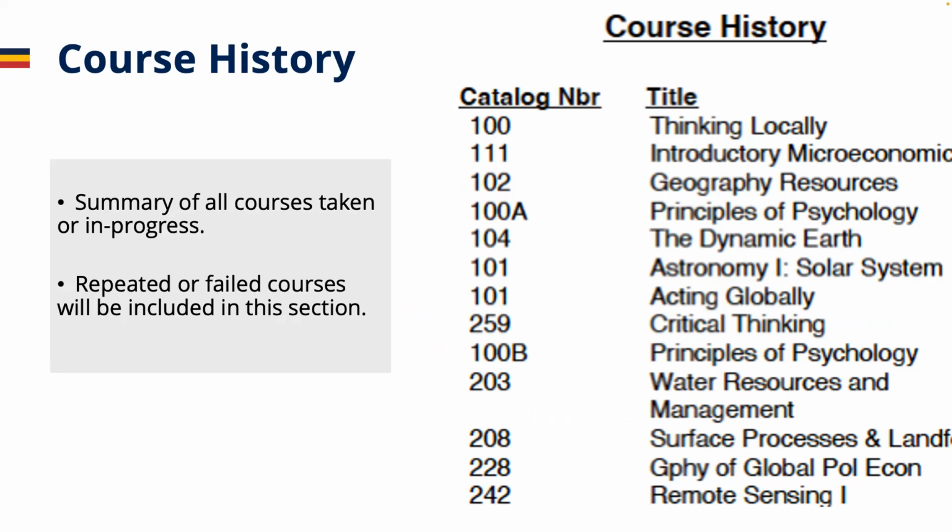At the very end of your report, you will find a course history. This is a summary of all the courses you have taken or those that are in progress. This section will also show if you failed or repeated any courses.